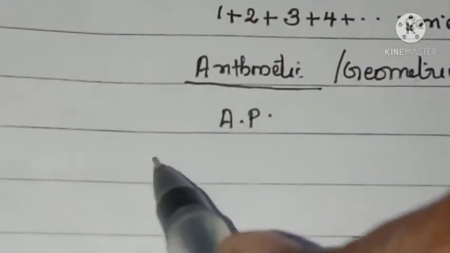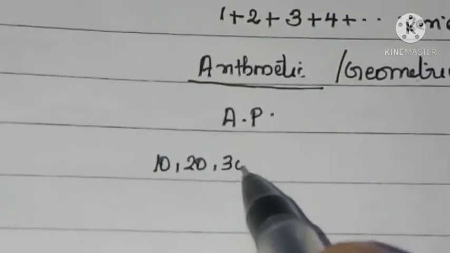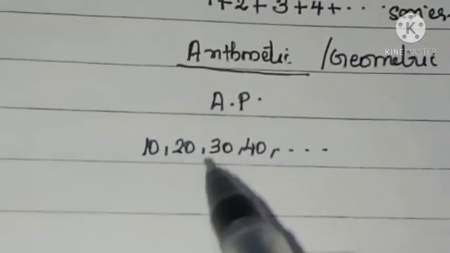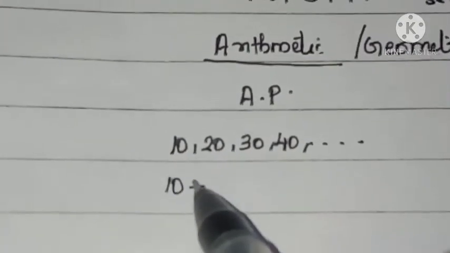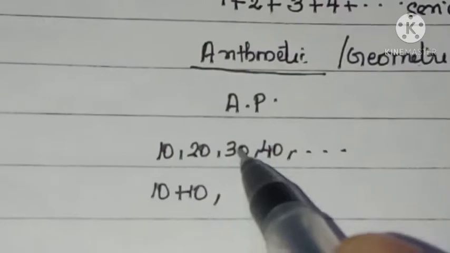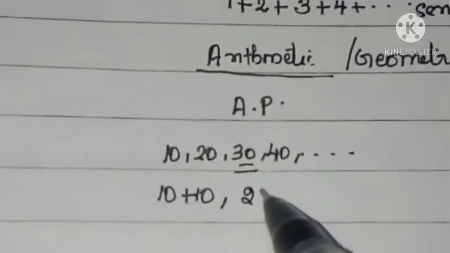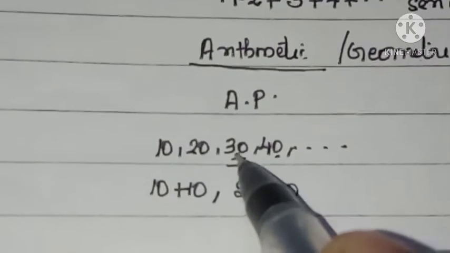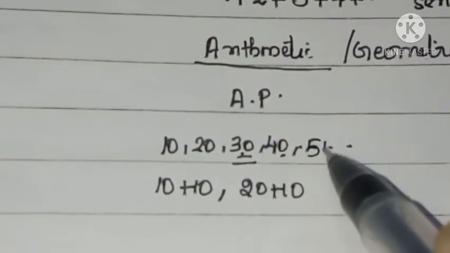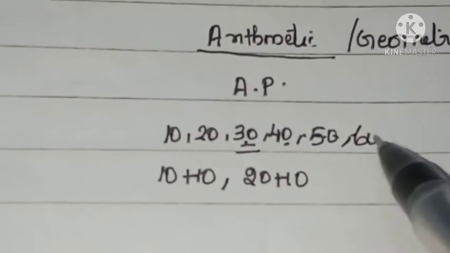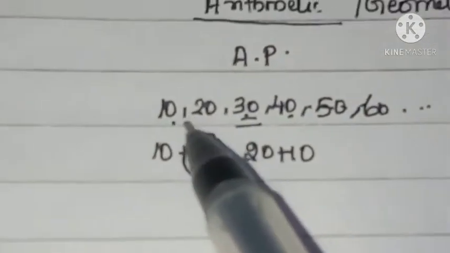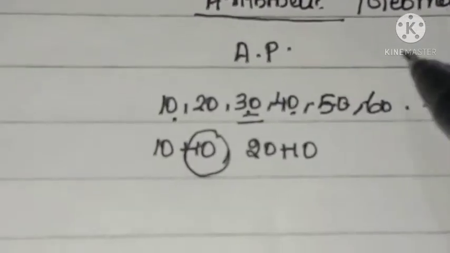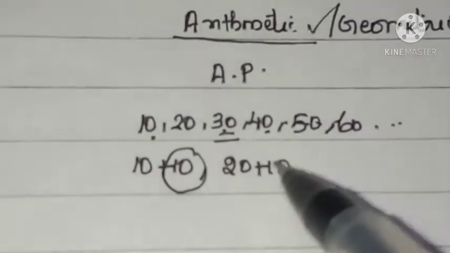For example, suppose we have a sequence 10, 20, 30, 40, 50, etc. Here the first number is 10 and the second number 20 is obtained by adding 10 to the first number. Then the third number 30 is obtained as 20 plus 10. Then 40 is 30 plus 10. So what is the next number? 40 plus 10, 50 plus 10 and so on. So here the successive numbers are obtained by adding 10 to the previous number. Such progressions or sequences are known as arithmetic progression.